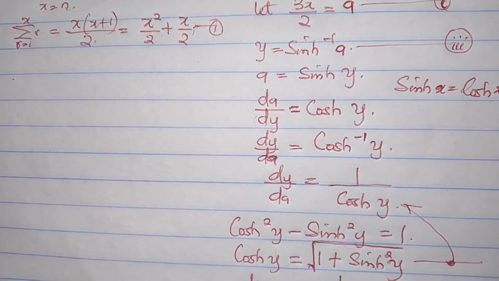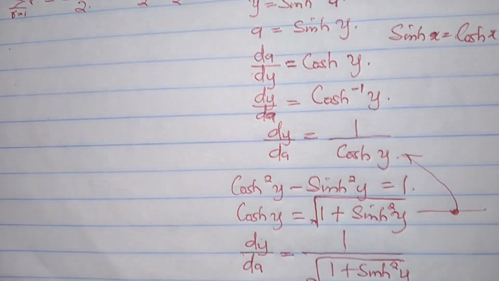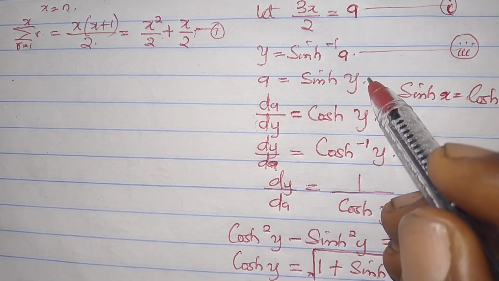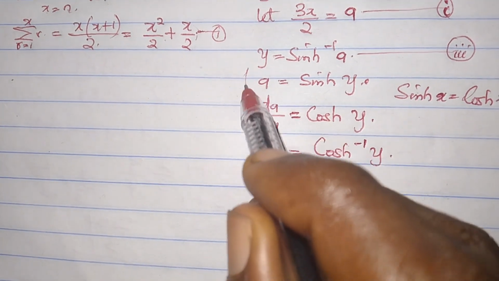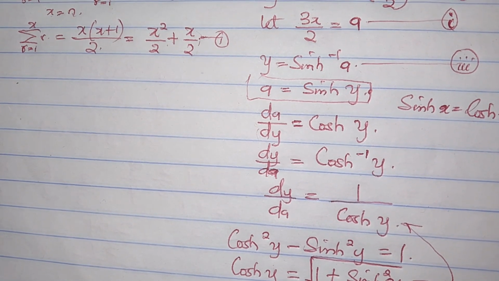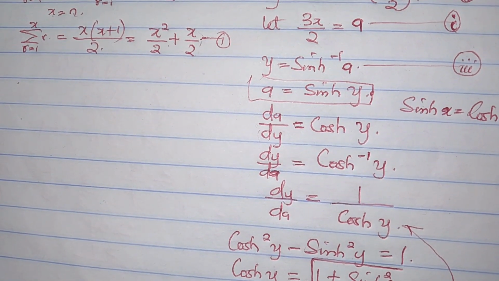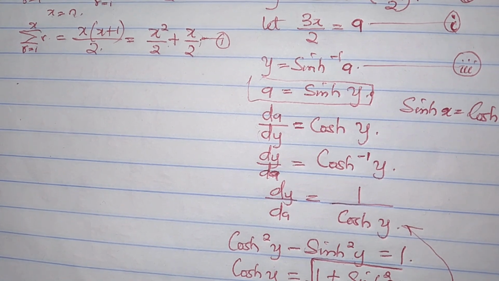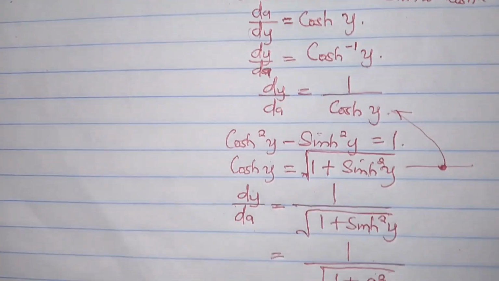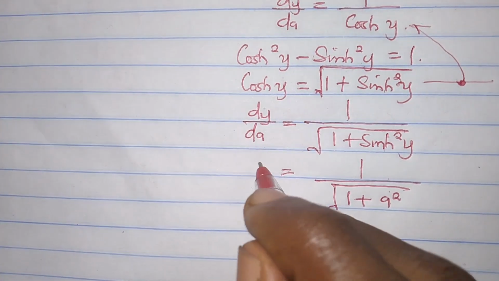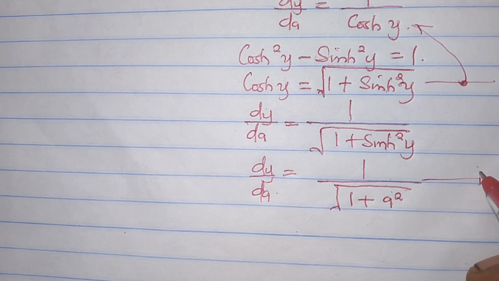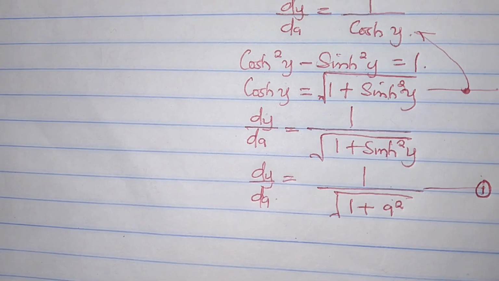We still have to remember the condition where we said that sine y equals a, and since sine y equals a, we have to substitute a back to this point. Then we'll be having 1 divided by the whole root of 1 plus a square. We are now having this finally as dy over dA. So we have to keep this as an equation, which we will return back to.